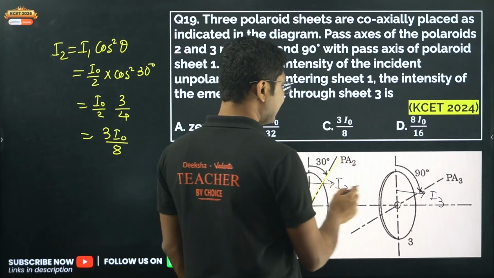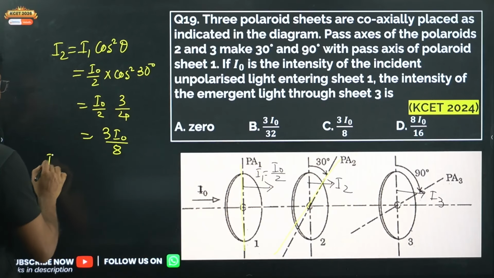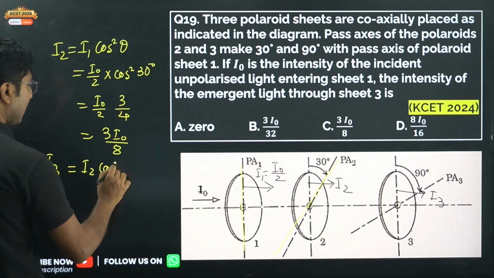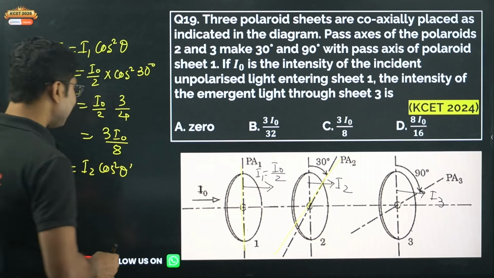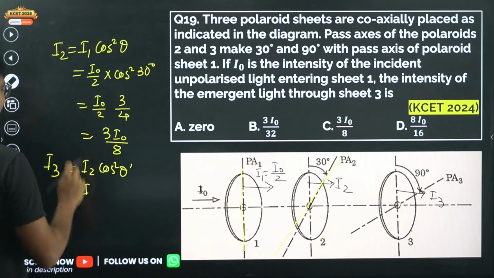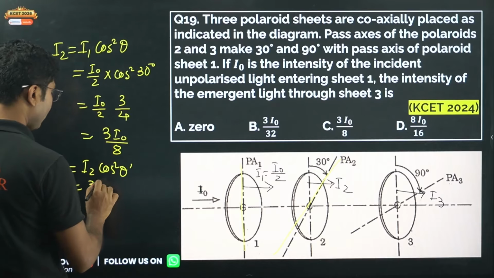Now next, what is the angle? Again we have to apply Malus law. So I3 will be equal to I2 cos square theta dash. So what is theta dash? Here I2 is 3 I naught by 8. So this is a step by step problem. You cannot solve it directly, so you have to solve it step by step.